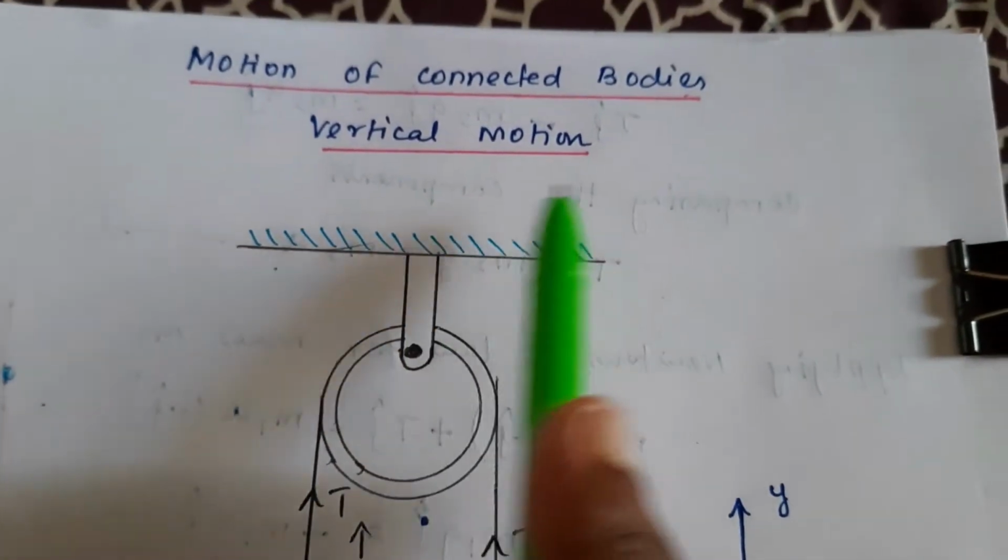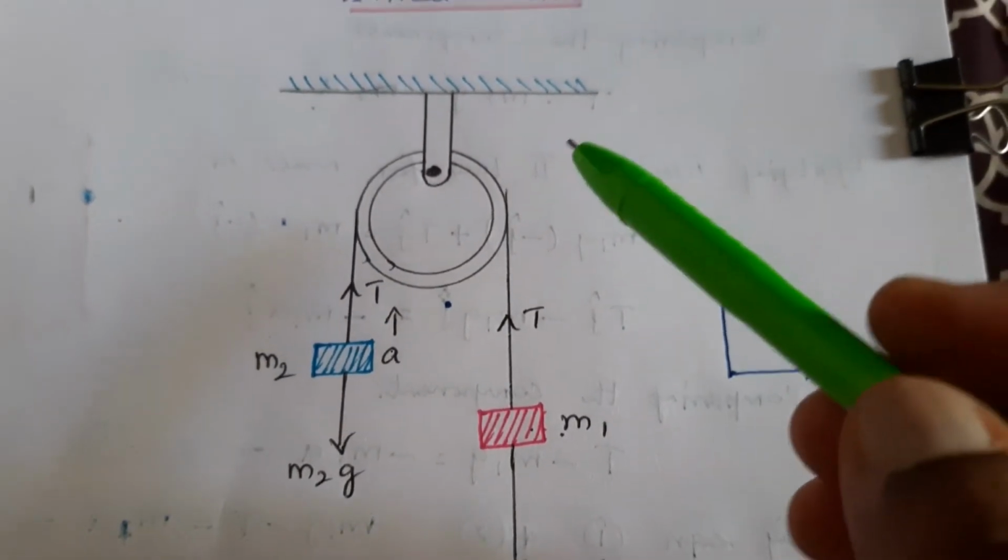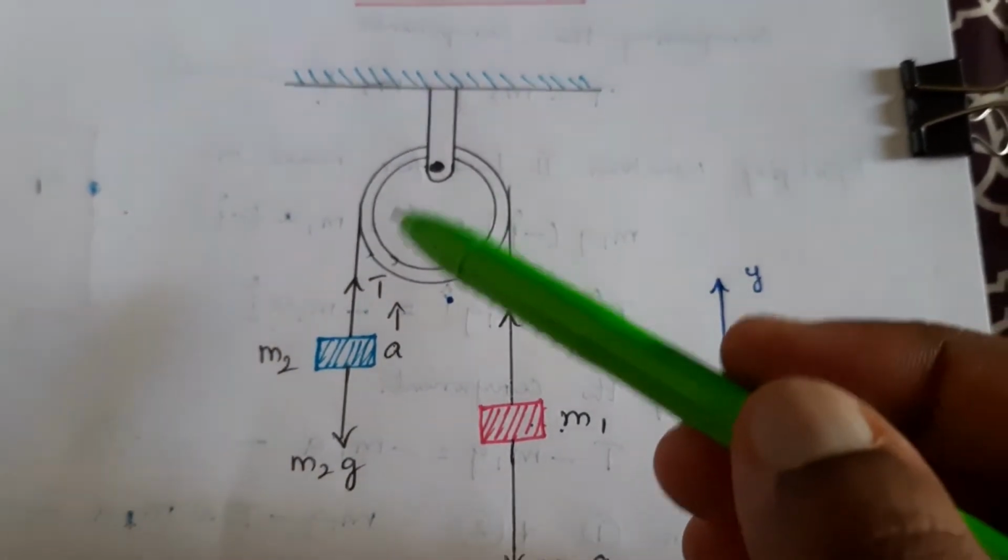Motion of connected bodies, vertical motion. Now this is the diagram for motion of connected bodies.